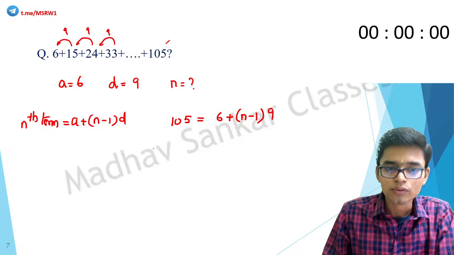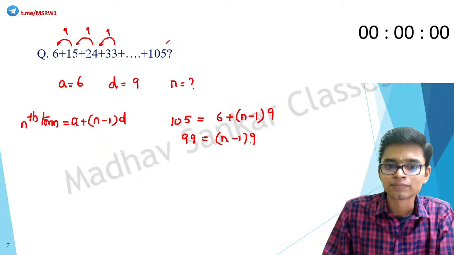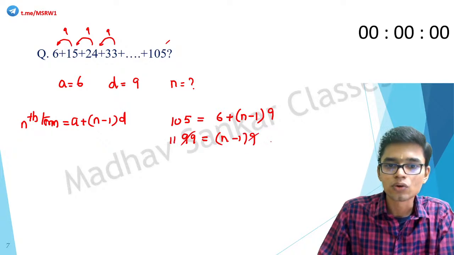Clear? So solving this, I'm taking the 6 across. So it is 99 is equal to n minus 1 into 9. Again, cancelling the common factors, here we have 11. So n minus 1 is equal to 11.